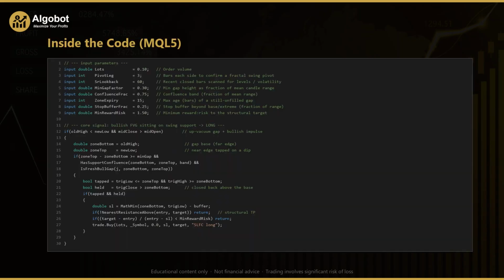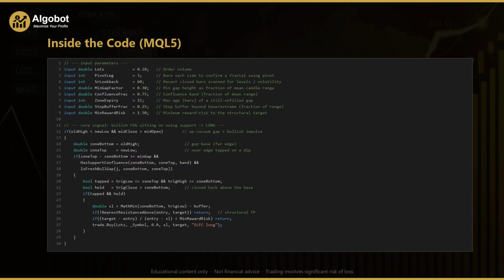Let's read through the MQL5 you see on screen, just as you would inside MetaEditor. At the top are the input parameters that shape everything. Lots is your order volume. PivotLeg sets how many bars must sit on each side of a pivot to confirm a swing. Raise it, and you get fewer but more significant levels.